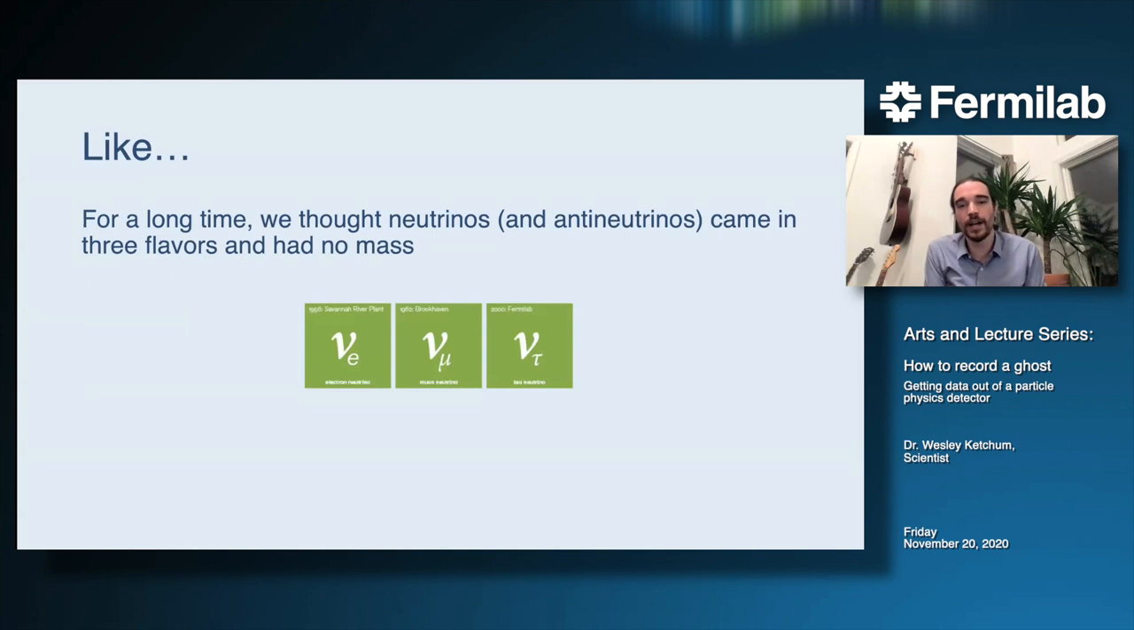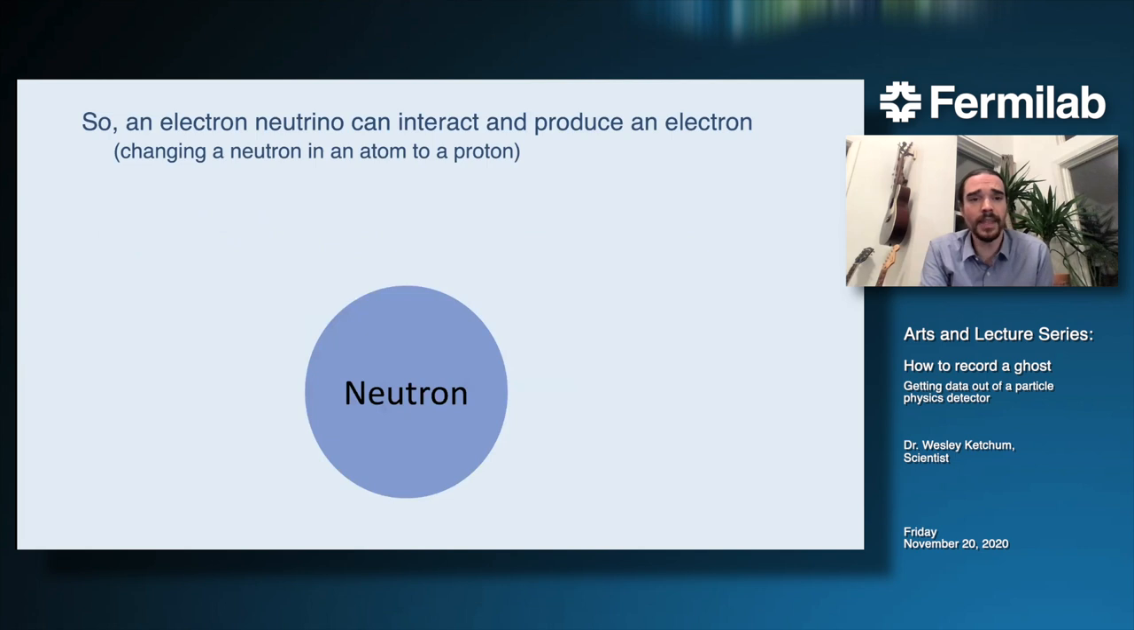For a long time, we thought neutrinos and antineutrinos came in the three flavors that I talked about before: an electron neutrino, a muon neutrino, and a tau neutrino, and that they had no mass. Based on their interactions in matter and based on the theories we have, that made sense. And so we thought the neutrinos had no mass.